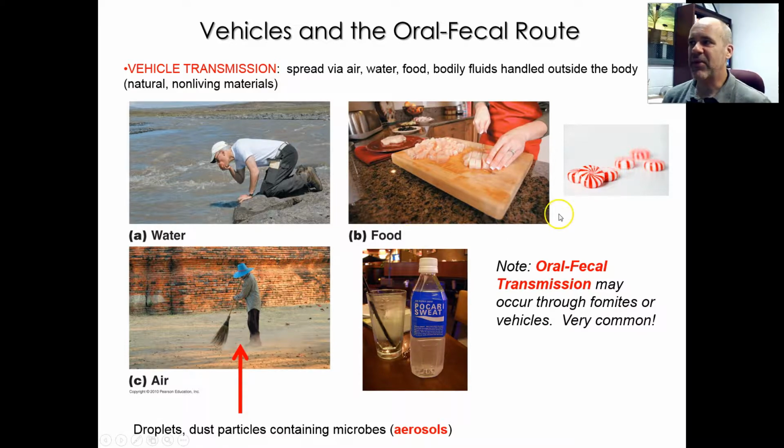Foods, of course, of various types can function as vehicles, and we all know that you can pick up pathogens from foods that you eat. Body fluids handled outside of the body. For example, if somebody's at the gym and they've got a Staphylococcus aureus infection on the skin, and they shed those bacteria in their sweat onto a piece of gym equipment, and then you come along and pick it up. So the body fluid in that case is functioning as a vehicle for transferring that microbe from one individual to another.